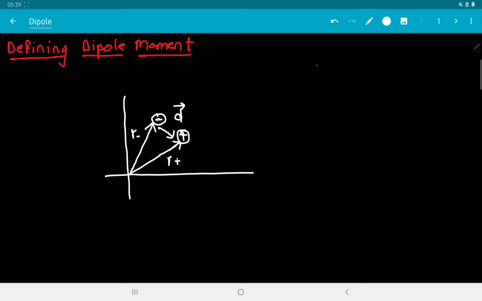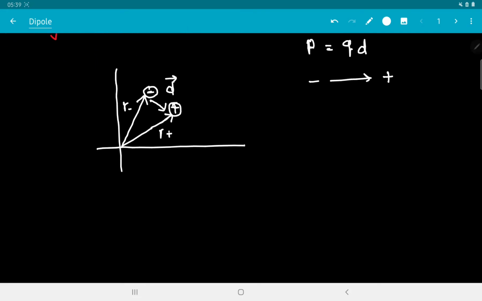Now we have already defined dipole moment as charge times the distance between the charges, and the direction we have considered is from the negative charge to the positive charge. But suppose we had a lot of charges, positive, negative, positive, then we cannot just apply this definition. So let us define dipole moment in a more general way.